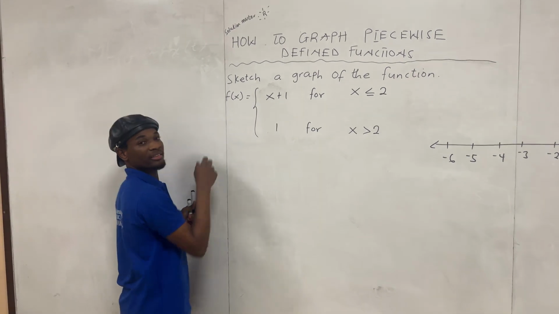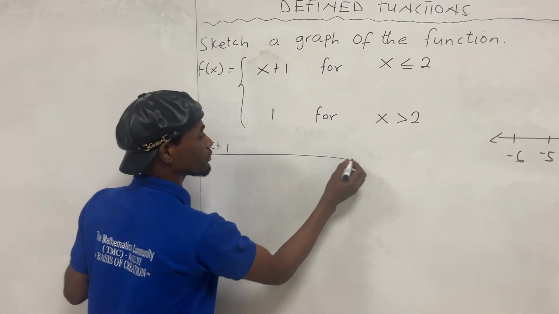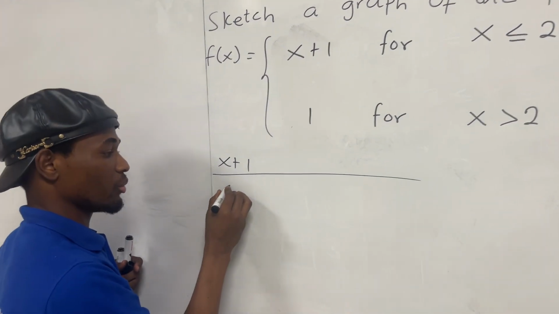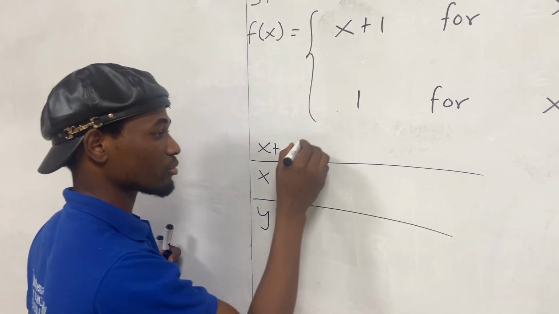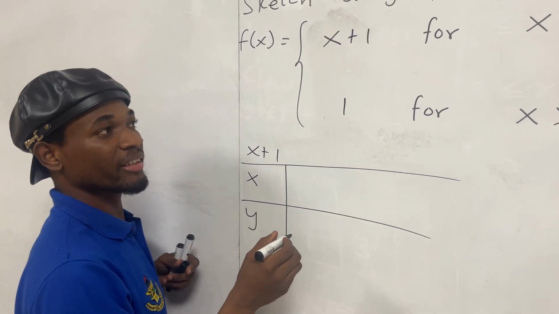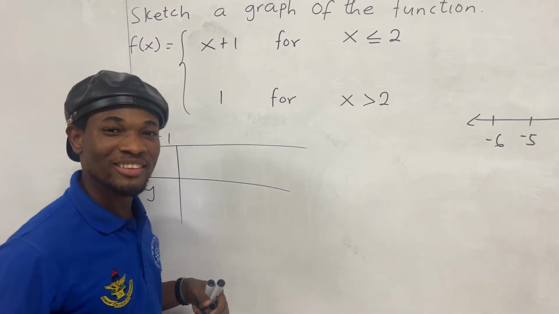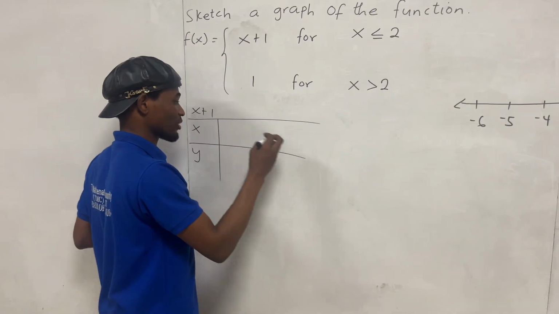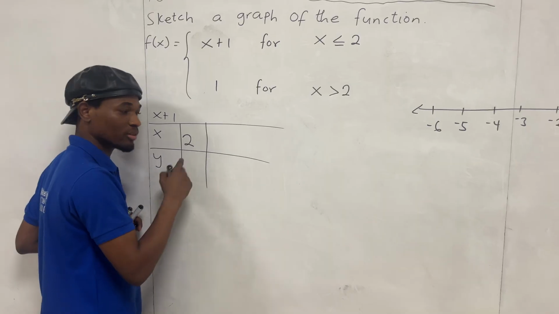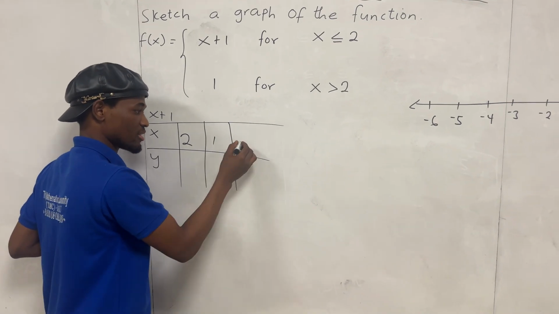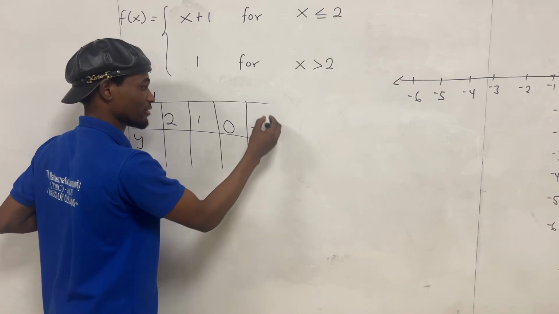So let's consider this. For x plus 1, this way. We need our x values and we need our y values, right? For this interval, x is less than or equal to 2. So that means I'll start from 2, then 2 reduces gradually, right? So to 1, 0, let's say negative 1, okay?